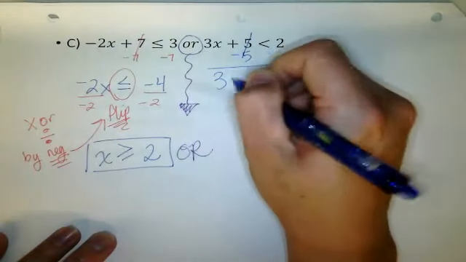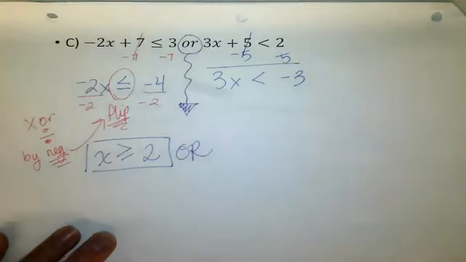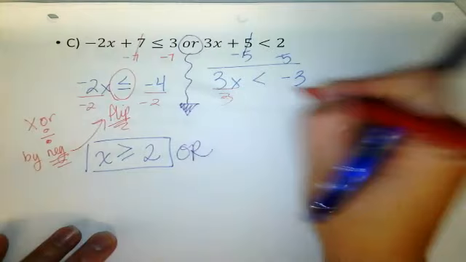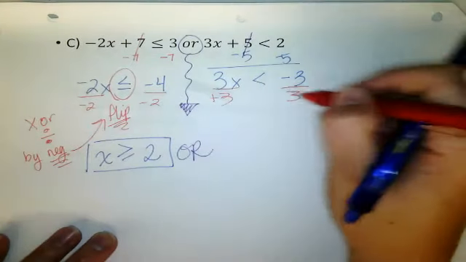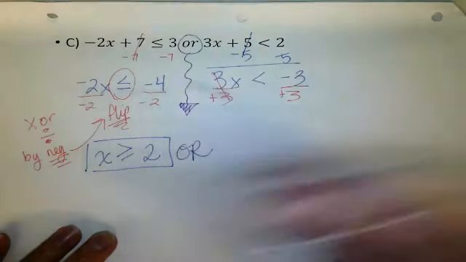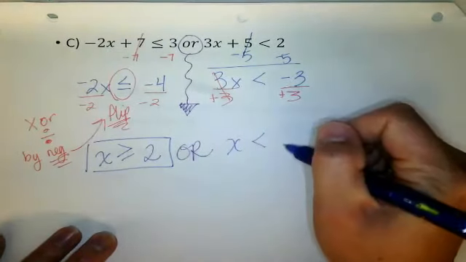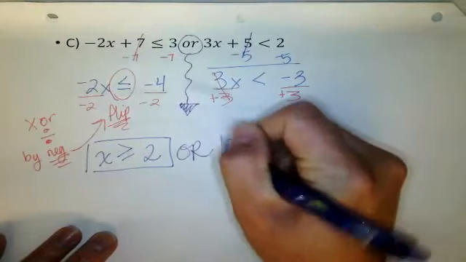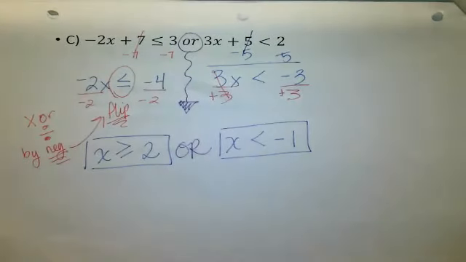So that gives me 3x is less than -3. And then what should we do? Divide by 3. Do I need to flip the inequality here? No, I'm dividing by a positive value. I don't have to flip that inequality. It stays the same. All right, negative 3 divided by positive 3 is negative 1. Good. So there is my solution.